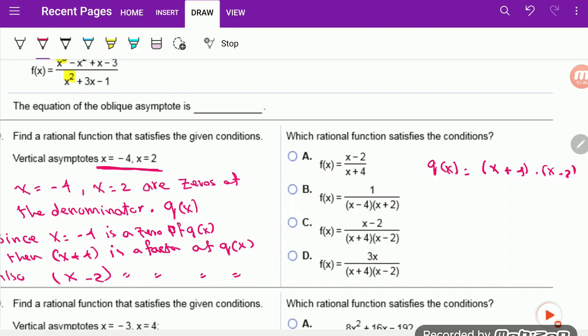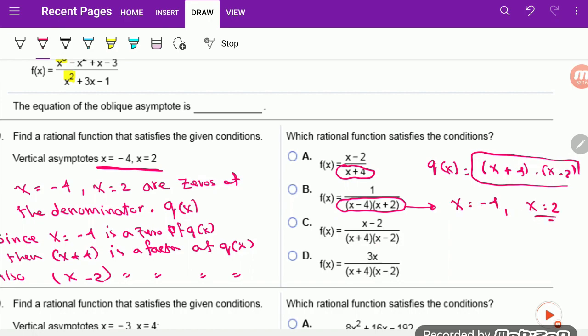We have no idea about p of x. The question doesn't give you anything about p of x. So we know that q of x is going to be something like this. Let's look at A. Is it A? For sure, no, because A gives you only one vertical asymptote. Is it B? It could be B, but no, because with x minus 4 and x plus 2, if you set q of this to 0, you're going to get x equals 4 and x equals -2. These do not match what we have already. So not A, not B.